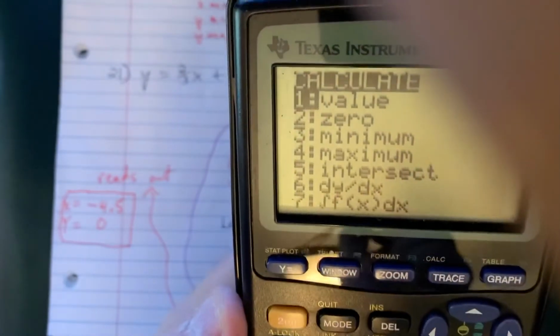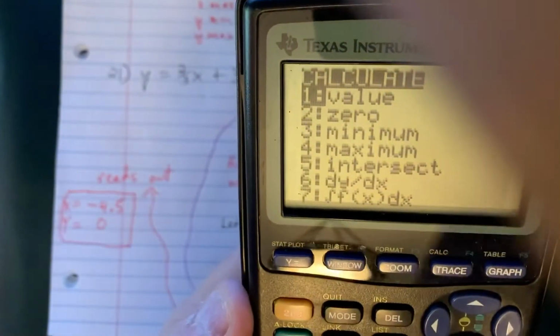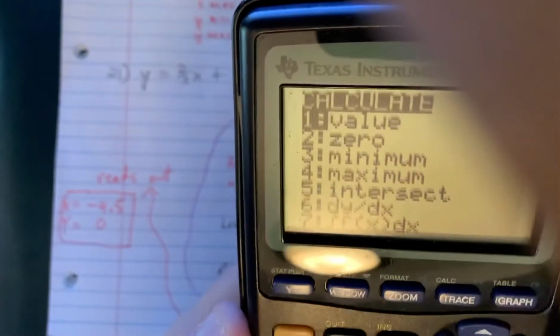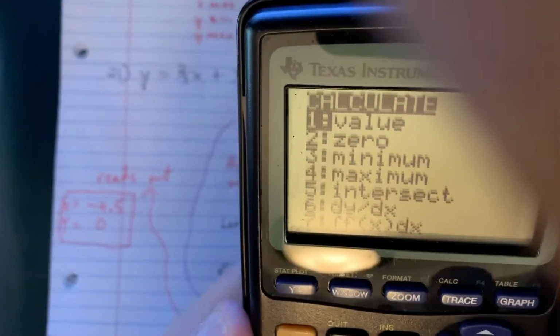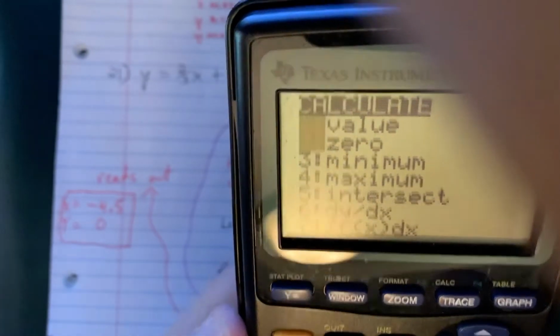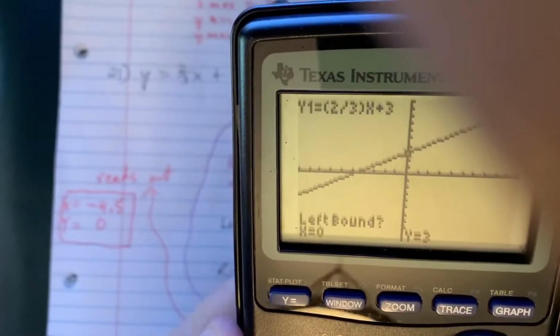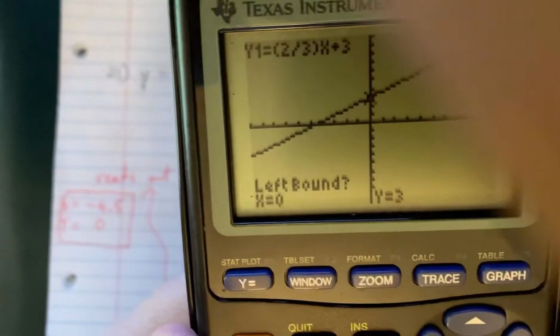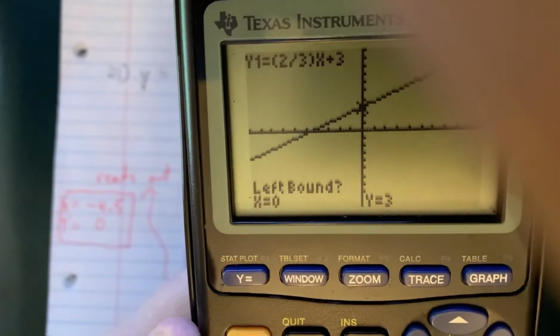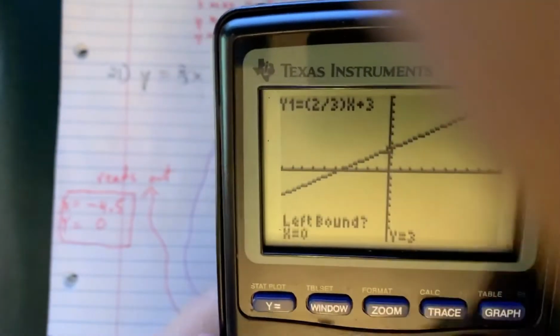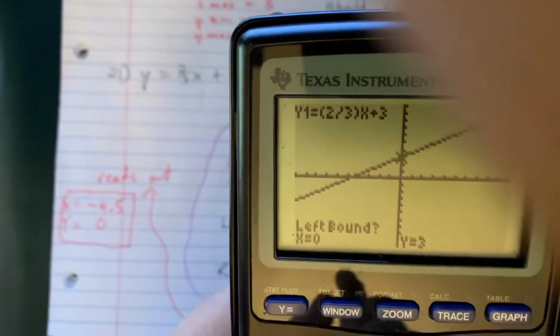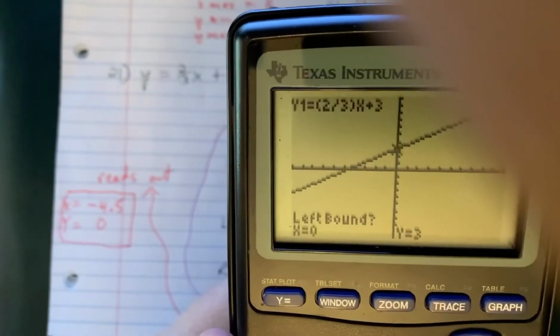You could say, hey, I wonder when x is 7, what's y? And you put in 7 and it'll click it right on there and show you what y is. We don't want that. We want a 0. Now, enter, and now look at what it asks. It said left bound. So it wants you to identify where you want the calculator to look for zeros.